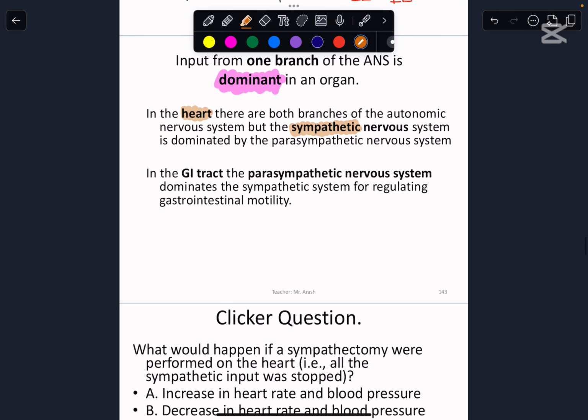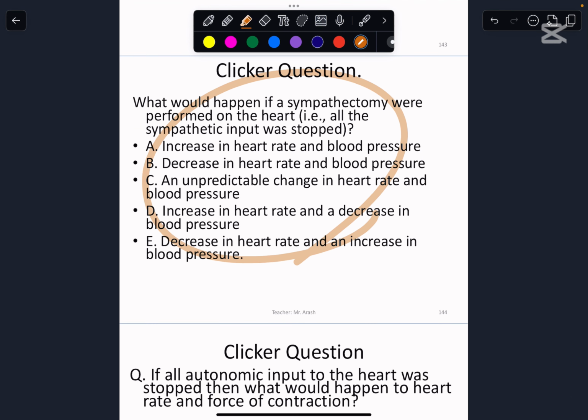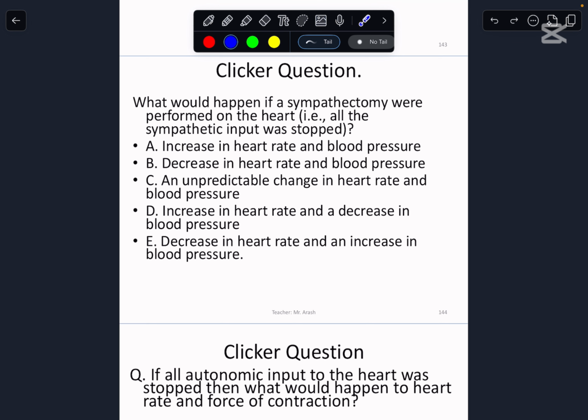The GI tract, however, is the opposite. It's the parasympathetic nervous system which is dominant. So it depends on the organ, and you have to memorize that. There's a clicker question here, which I encourage you to think about. The question reads: what would happen if a sympathectomy were performed on the heart, i.e. all sympathetic nervous inputs were stopped?